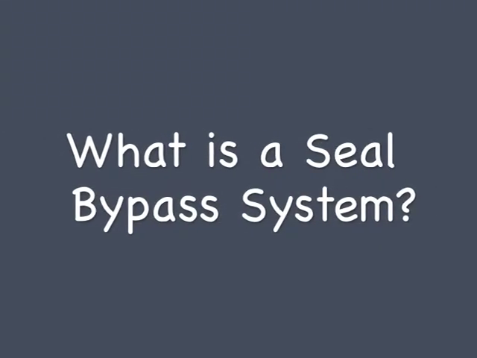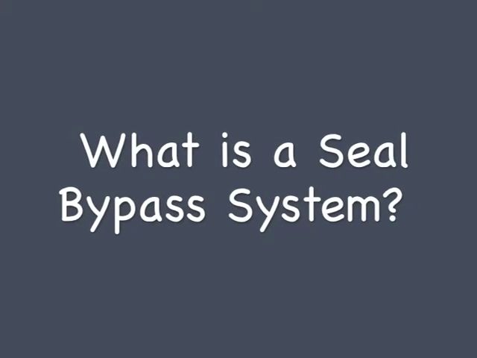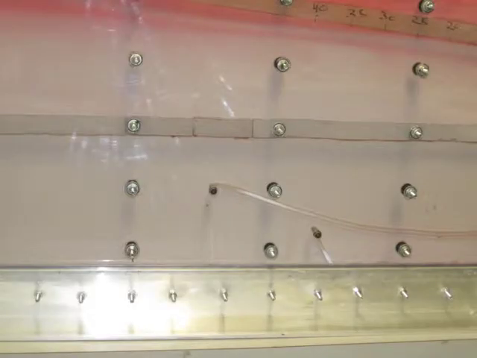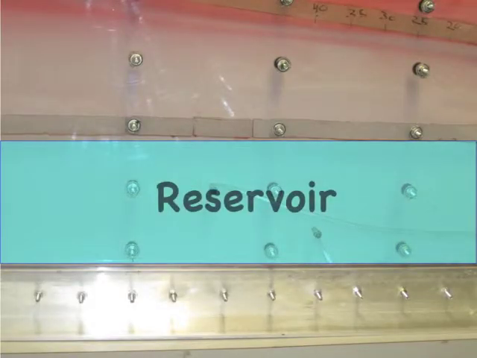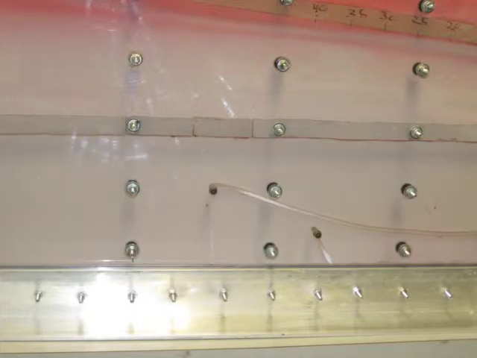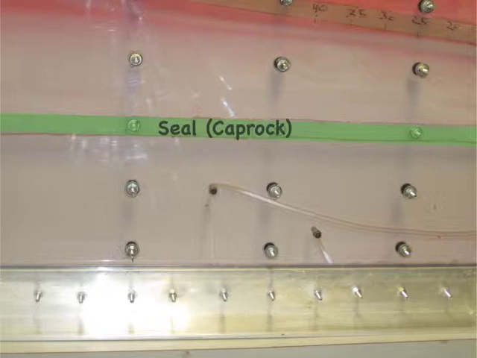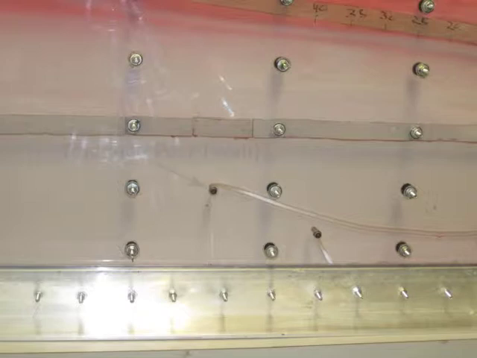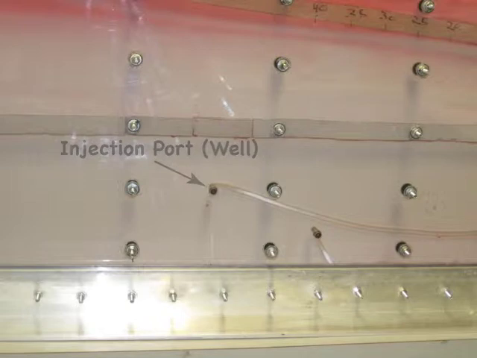A seal bypass system is any system, geologic or man-made, which allows the escaping of a trapped fluid from its storage reservoir. A Hele-Shaw model is a physical model used to visualize the two-dimensional flow between fluids of different densities. In this model, two parallel plates were placed 1 mm apart and a red lower density fluid representing carbon dioxide is injected into a simulated reservoir.